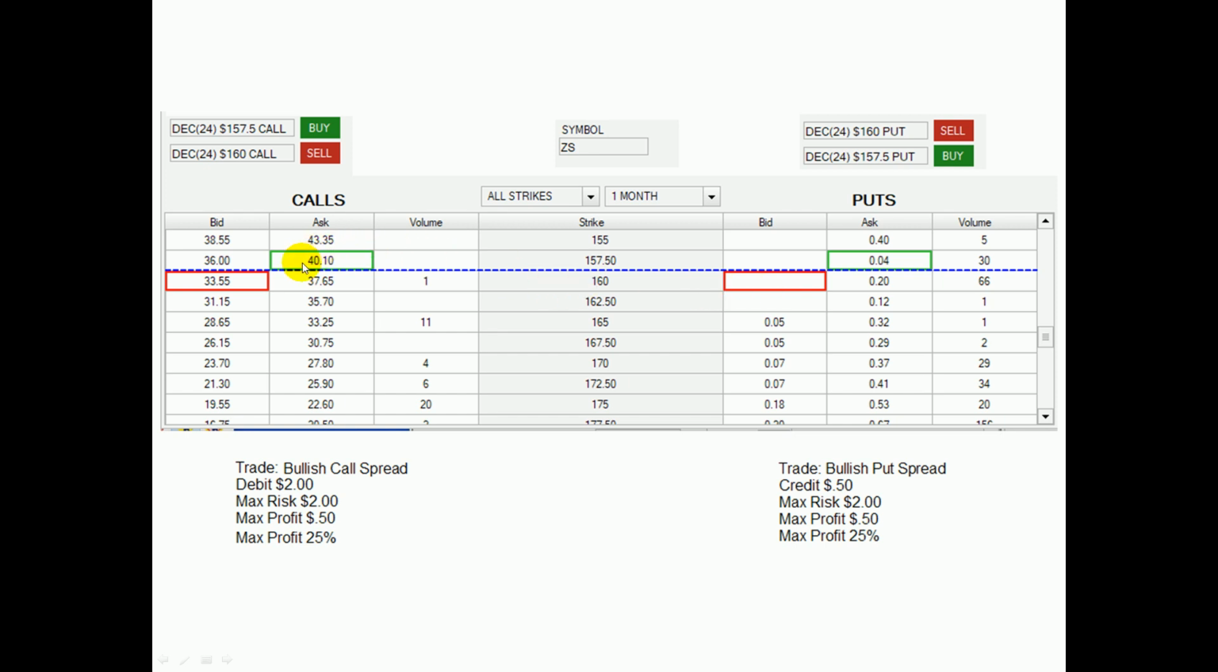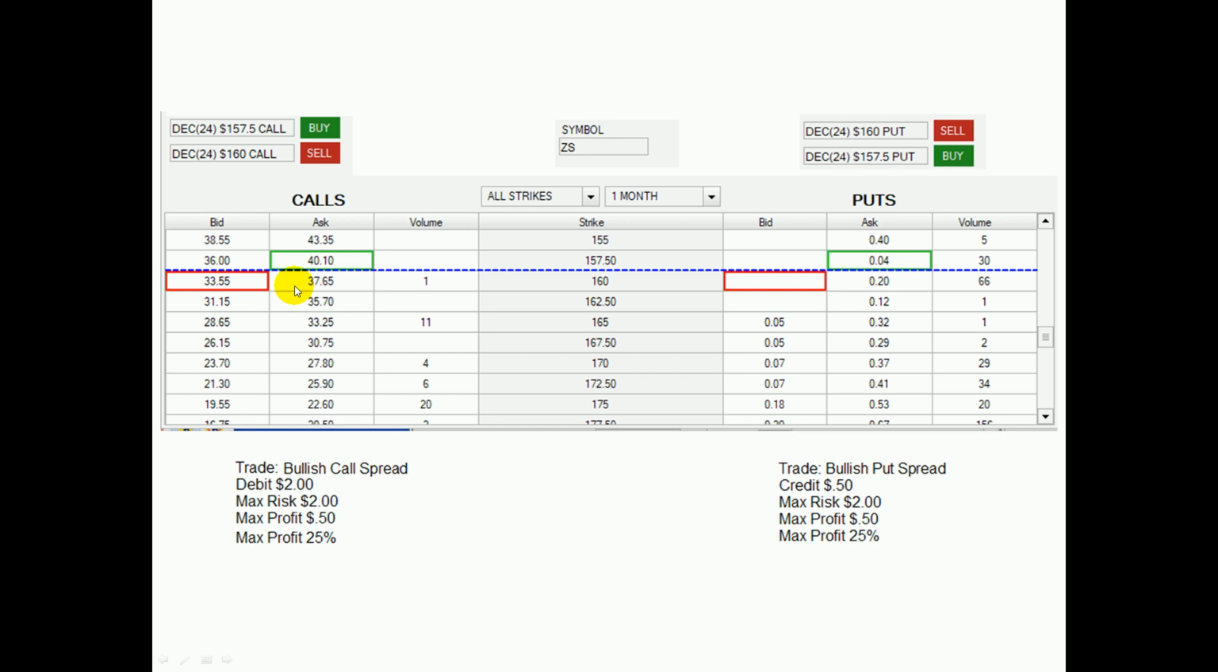You can see what happens on the call debit side is these options get super expensive. And in fact, look at how wide the bid-ask spread is on that. It's $4 wide on the 157.50 calls, and it's almost the same on the 160s. So it's very difficult to find out where you might possibly be able to get out of this spread.